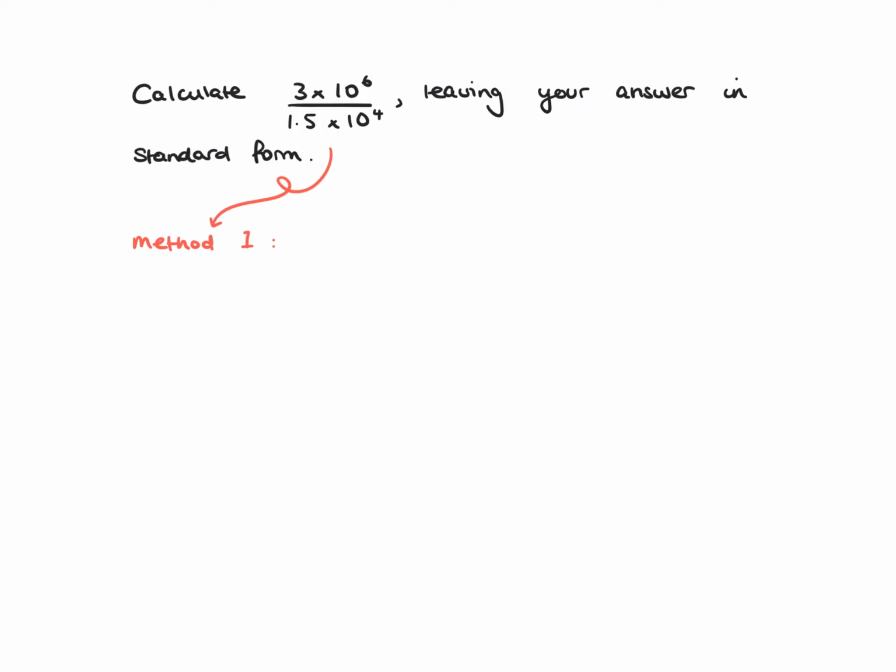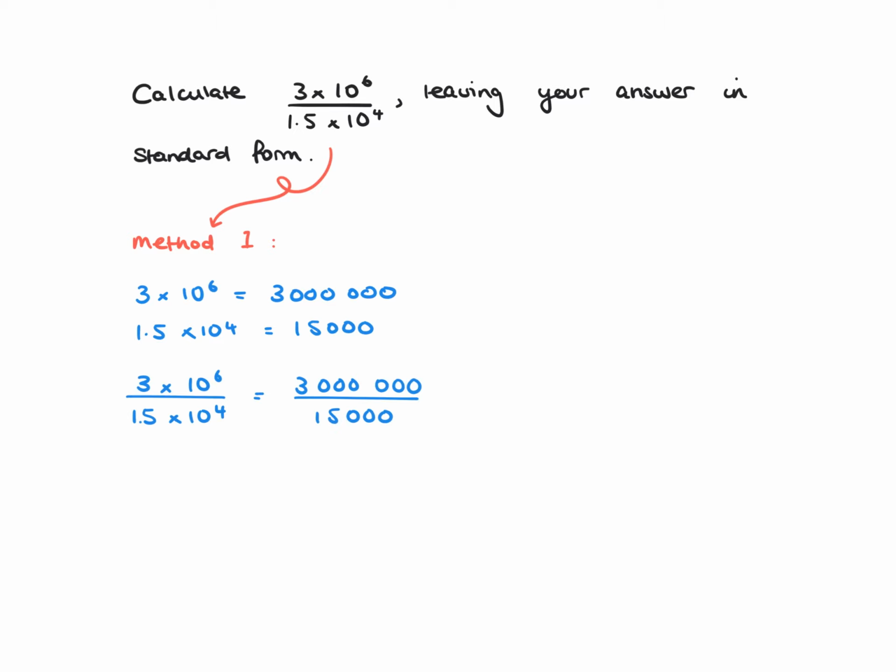Now, of course, one technique we have is to begin by converting each part of our calculation to an ordinary number. 3 times 10 to the 6th power is found by multiplying 3 by 10 6 times. In other words, we move the digits to the left 6 places and we get 3 million. Similarly, we need to multiply 1.5 by 10 4 times, moving the digits to the left 4 places to get 15,000. And so our calculation becomes 3 million divided by 15,000.